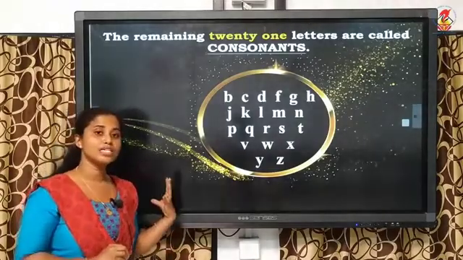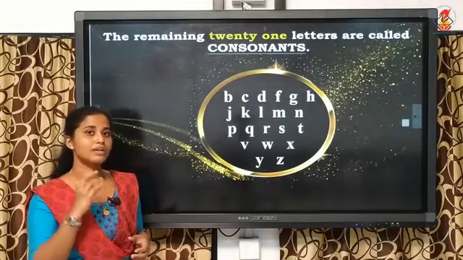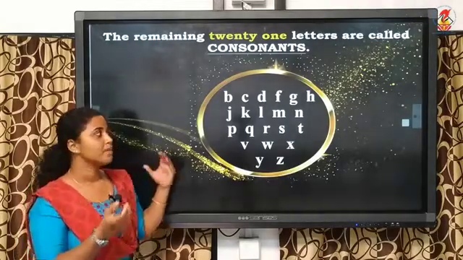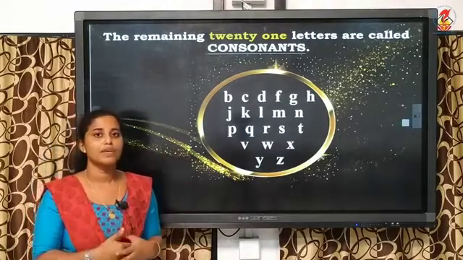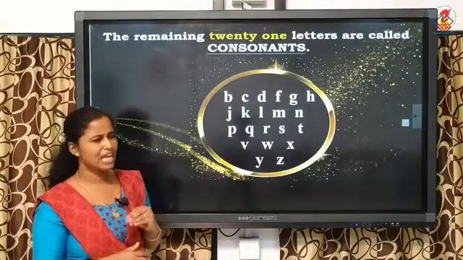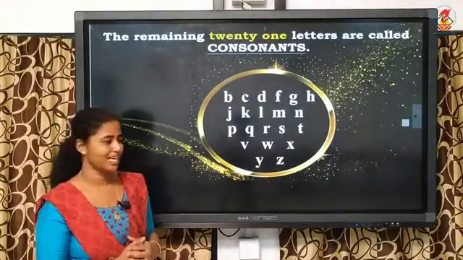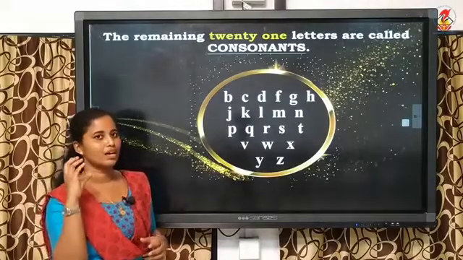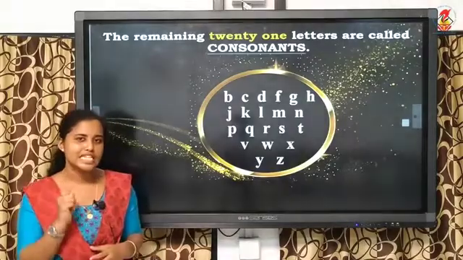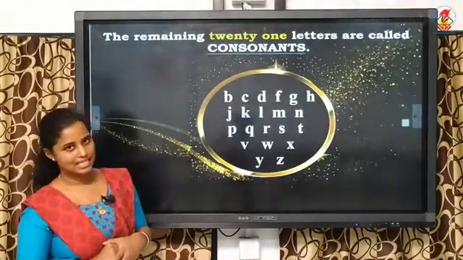Okay, while vowels, we learned that we make the sound by keeping our mouth open. But here in consonants, we make the sound by keeping our mouth fairly closed, not totally closed. If we keep it closed, how can we say the word, right? So we keep it fairly closed, and with the help of the teeth, tongue and lips, we pronounce these letters.